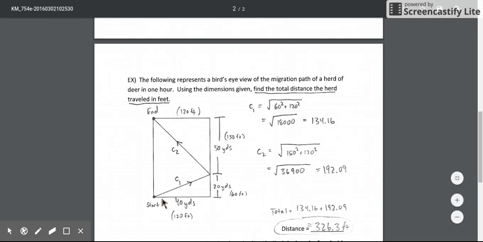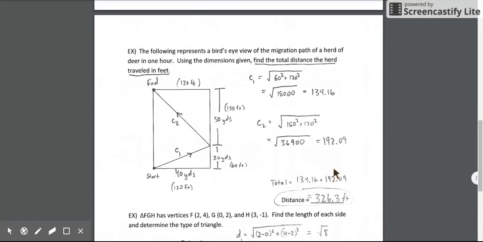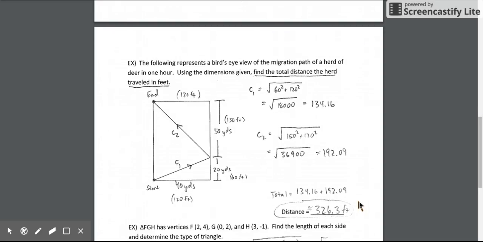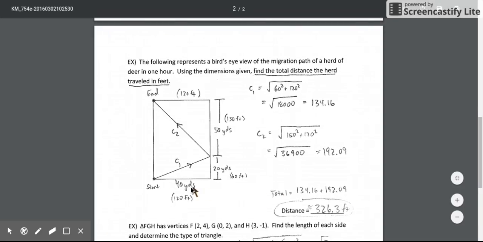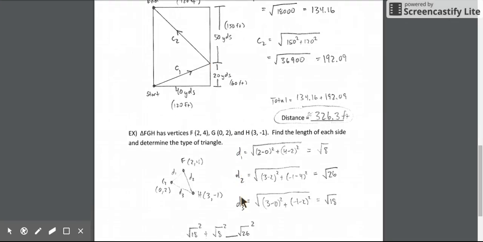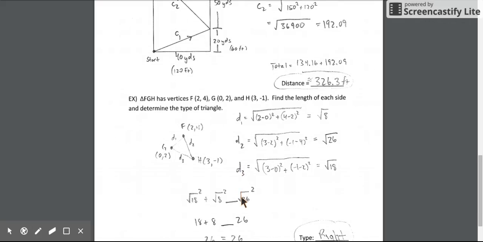So if I want the total length that the deer have walked, I'm just going to add these two values together. I'm already in feet, so I don't have to worry about the conversion. And we got our distance as approximately 326.3 feet. So kind of some lazy deer if they're only walking 326 feet. Hopefully that's not a long amount of time that we observed them.